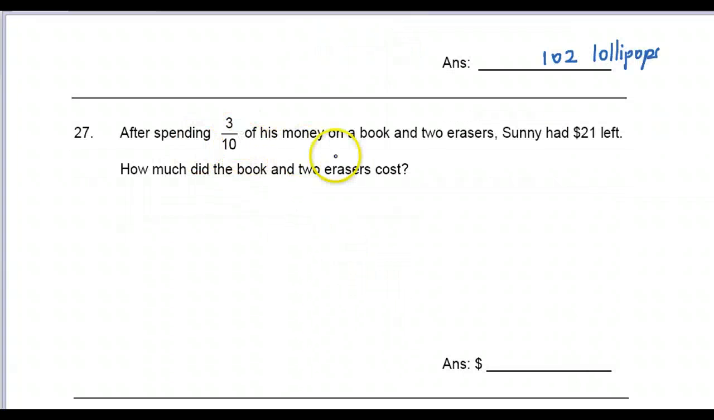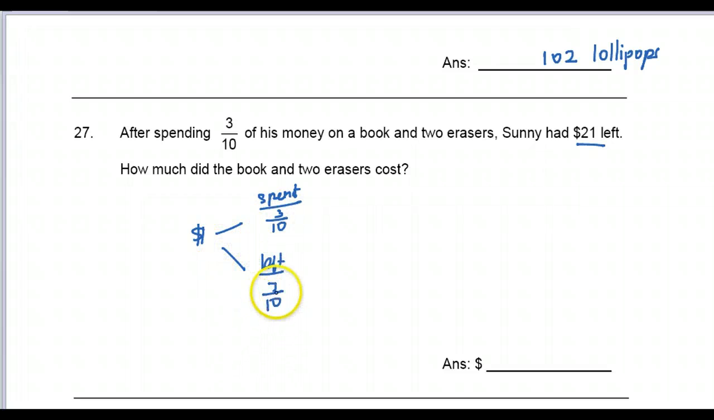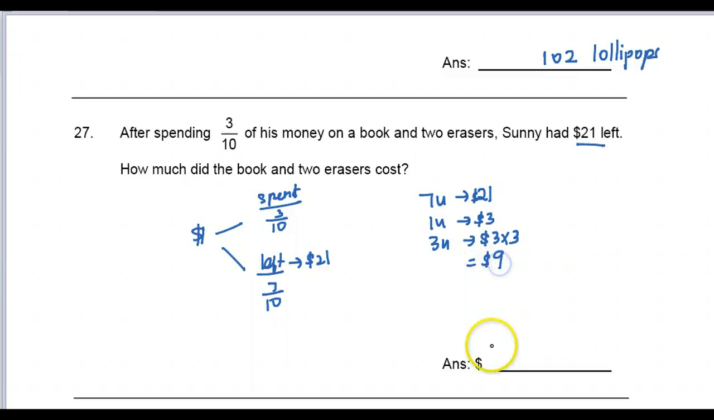After spending 3/10 of his money on a book and 2 erasers, Sunny had $21 left. So he spent 3/10, he would have 7/10 left. 7/10 is $21. So I know my 7 units is $21, and 1 unit would be $3. How much did the book and 2 erasers cost? He spent this on the book and erasers. So 3 units would be 3 times 3. The answer is $9.